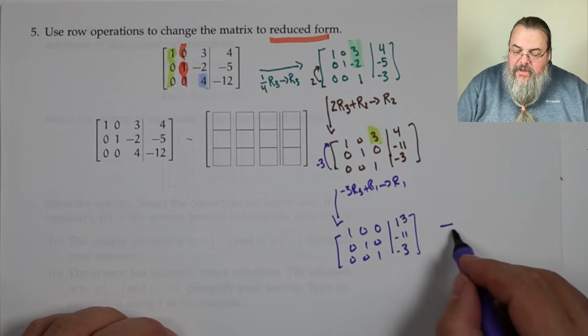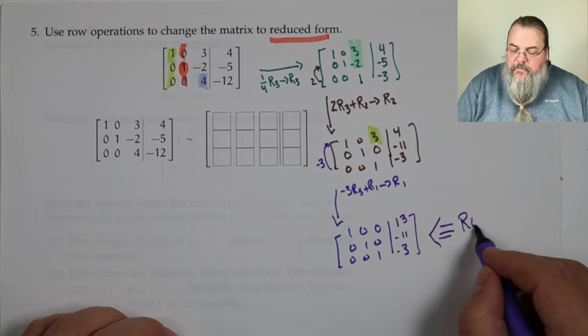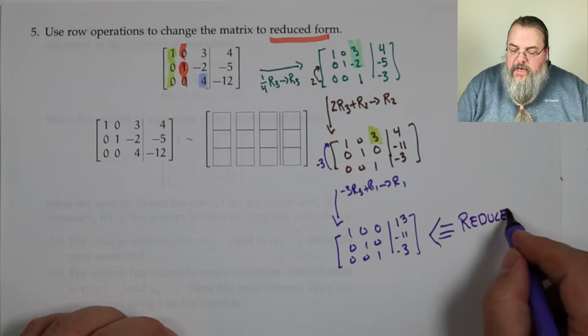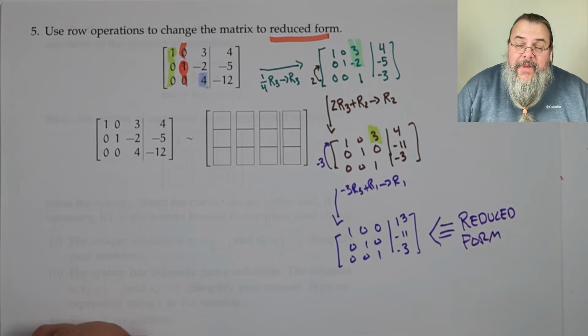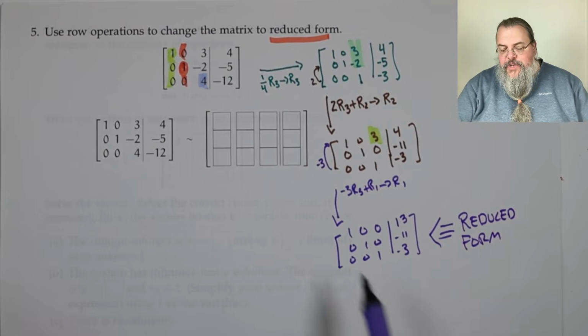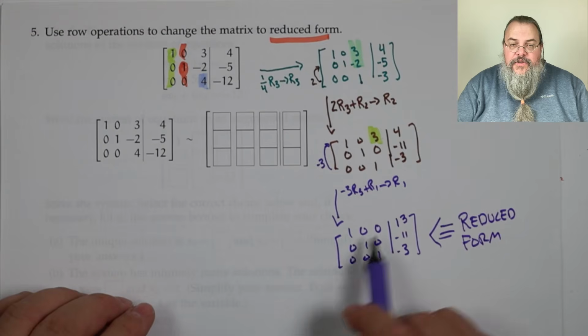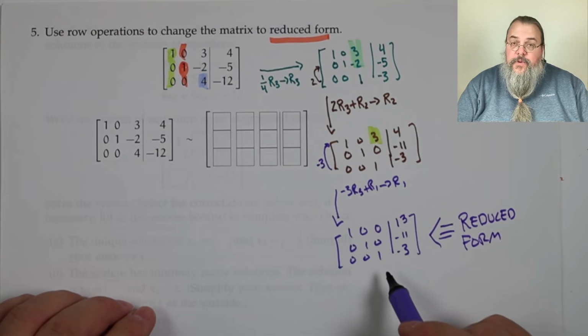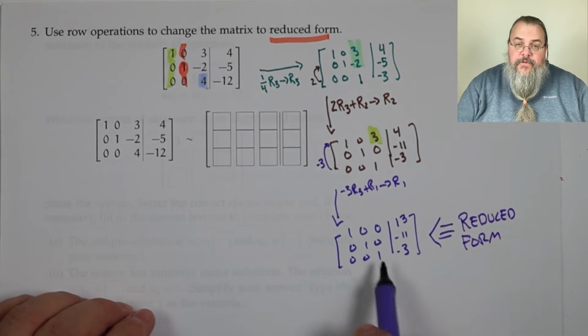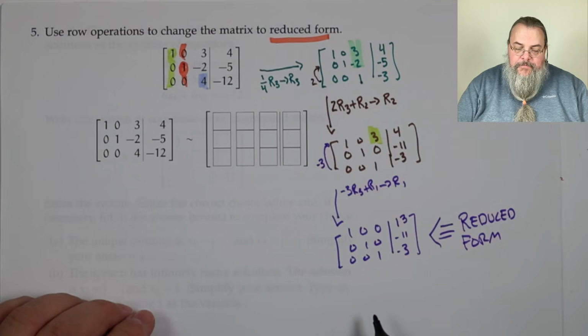This is the reduced form. Right? If it looks like the identity, that's reduced form. But otherwise, make sure the leading non-zero terms are 1s. Everything in those columns other than those 1s are 0s. And your 1s move to the right as you go down.